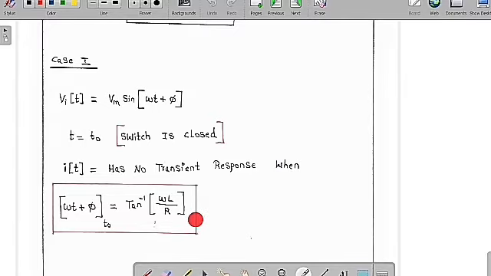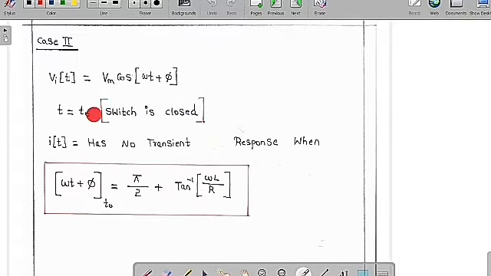So omega t plus phi at T0 is equal to tan inverse of omega L by R. Only at this condition can we say that no amount of transient response is going to be present in the current i of t.